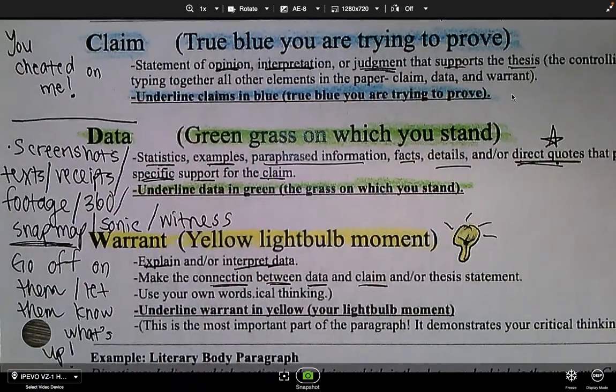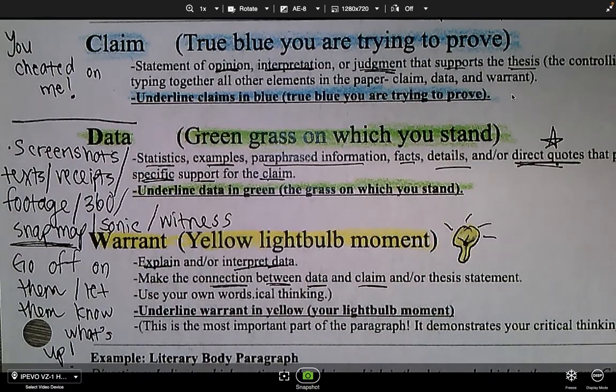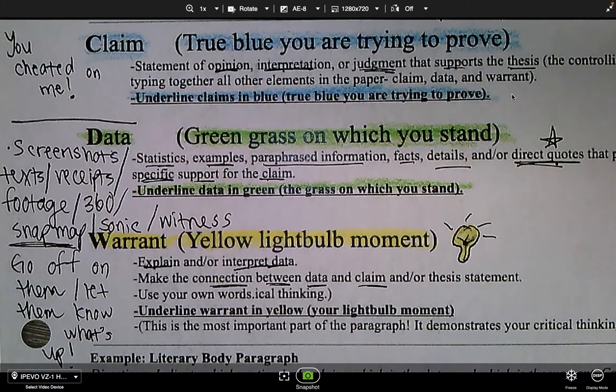Yes. Now there's a typo. Who can find it? It's in the warrant section. There's a typo.